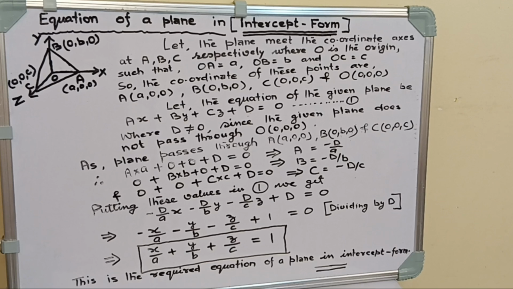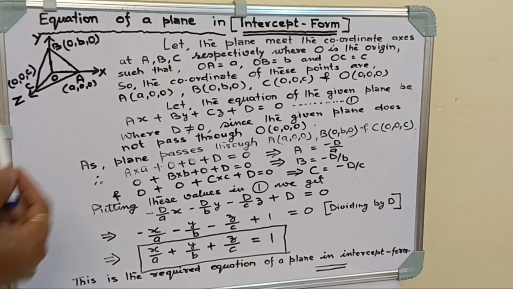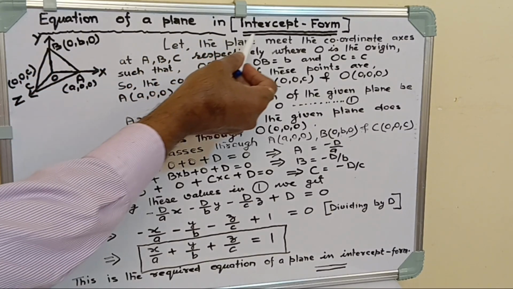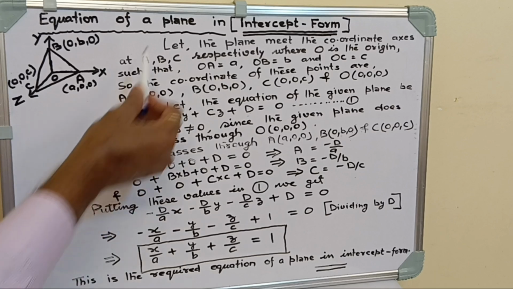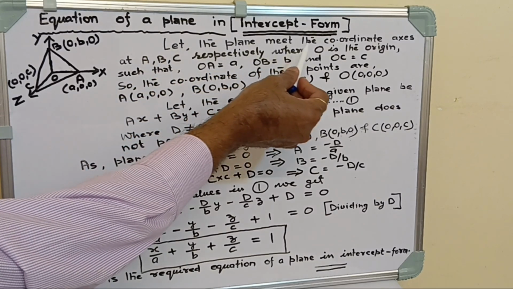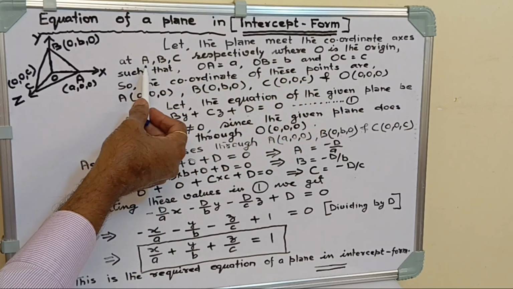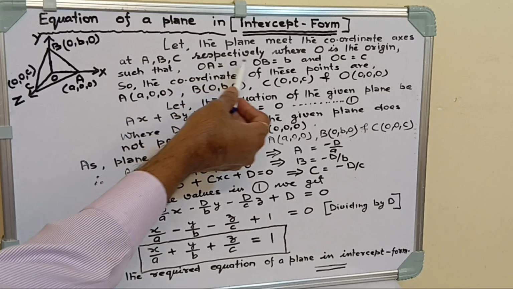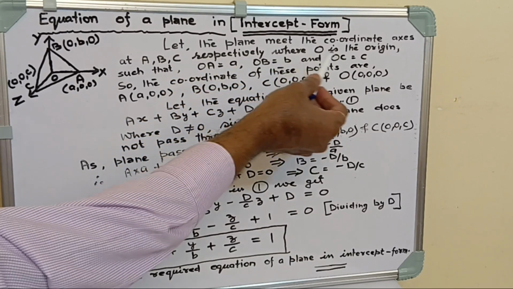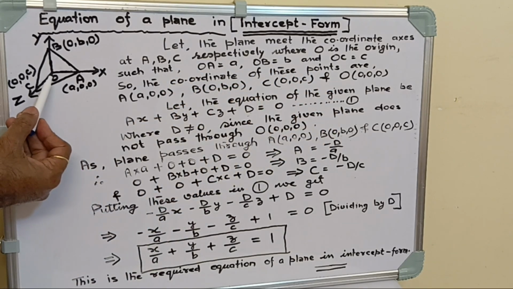Good morning. Today, equation of plane in intercept form. So let the plane meet the coordinate axes at A, B, C respectively, where O is the origin.